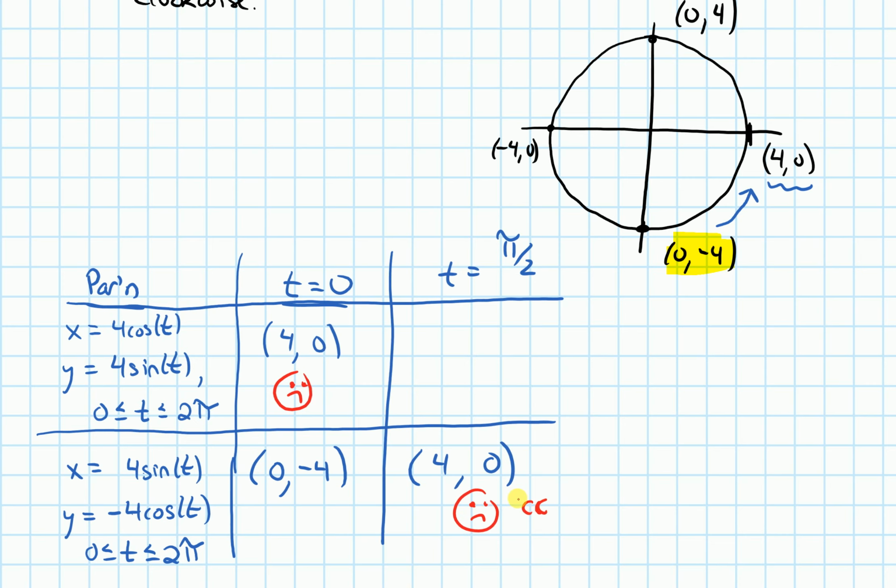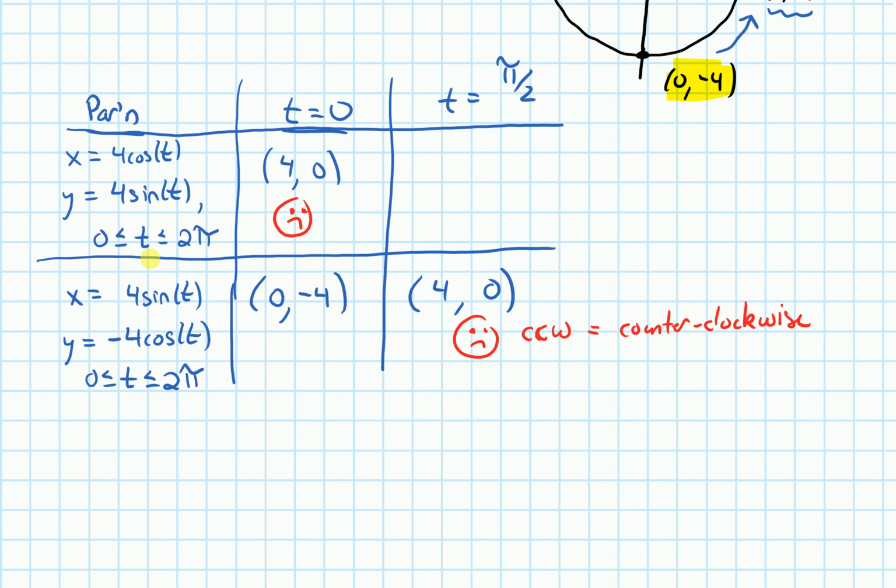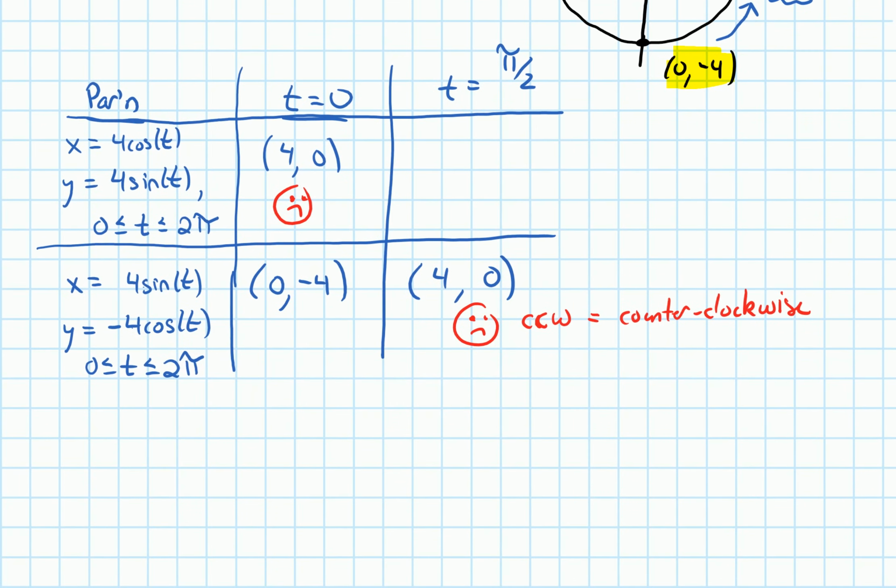So we don't want that either, because this one's going counterclockwise. The abbreviation for counterclockwise is CCW. But we want to be going clockwise. So far our first two tries haven't worked. Let's see if we can iterate and continue to get closer to what we want.